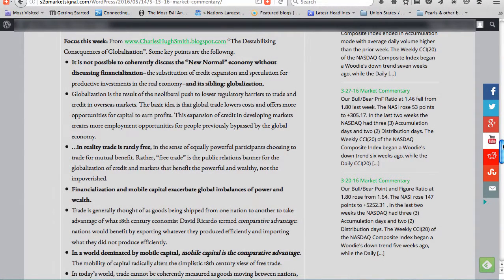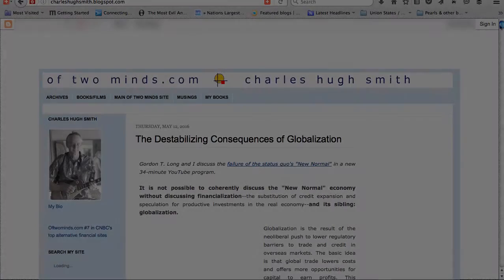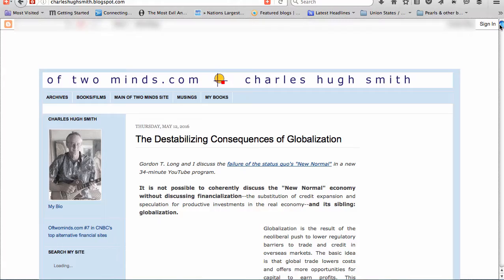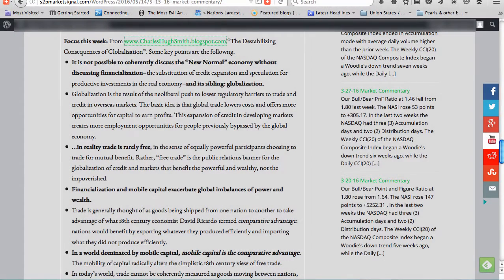Focus this week from www.charleshughesmithblogspot.com. The Destabilizing Consequences of Globalization. Some key points are the following. It is not possible to coherently discuss the new normal economy without discussing financialization, the substitution of credit expansion and speculation for productive investments in the real economy and its sibling, globalization.